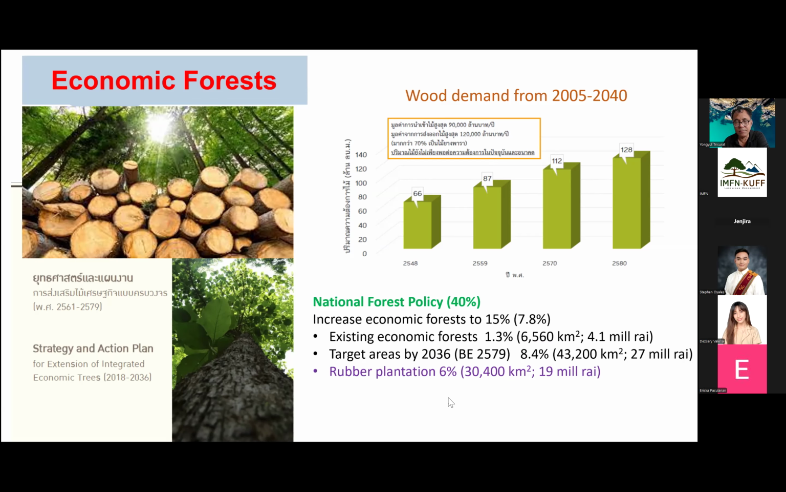This amount is different from the rubber plantation that we already have at 6%. So if the forest department and the private sector can jointly increase the forest cover by about 8%, it means that we can reach 15% economic forest, can meet the future wood demand in Thailand, and reduce the dependency on imported wood products from overseas.